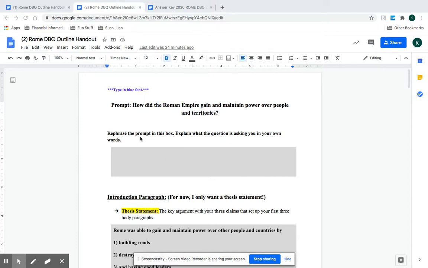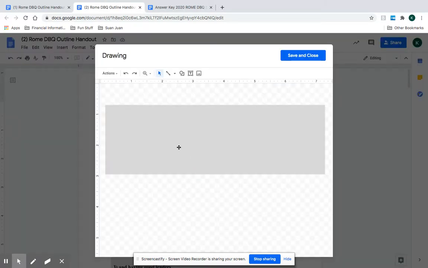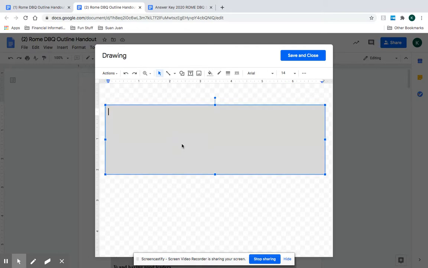The first thing we're going to do is rephrase what this question means in our own words in this box here. Now, to type into these boxes, you double click and it'll open up in a drawing. And then I'll just click again and I'll be able to type. So what I'm looking at is rephrasing that question. How did Rome gain and maintain power over people and territories? So I'm going to type it out here so we can see it. How did the Roman Empire gain and maintain power over people and territories?